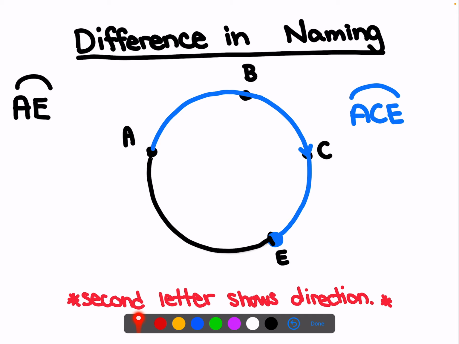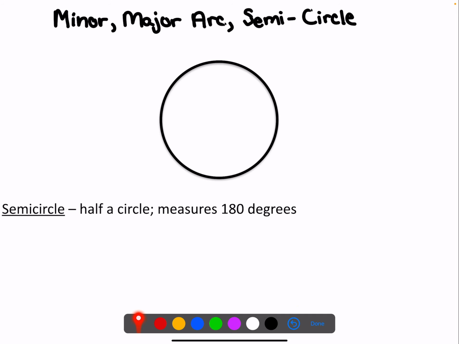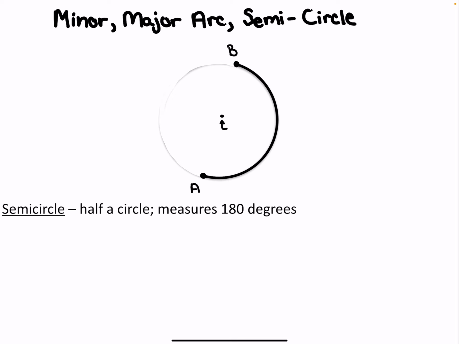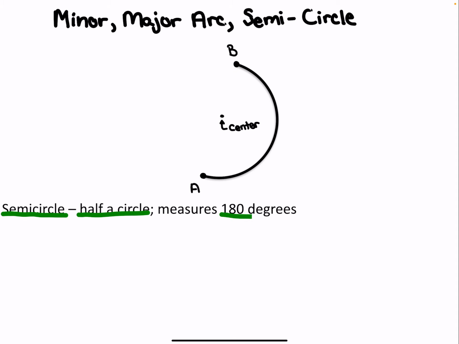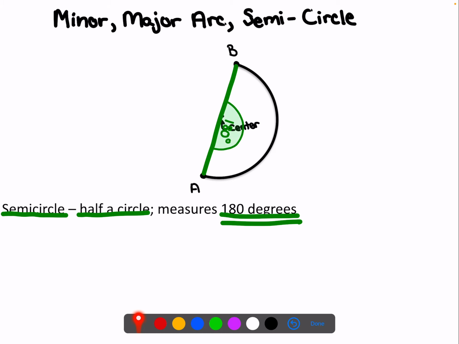All right, the last definition that we have for our arcs is a semicircle. A semicircle is just half a circle. It measures 180 degrees. So of course we have our center here, and we have segment AB that we can draw going through that center. It's half a circle. And since we have this line segment, AB, I know that's going to be equal to 180 degrees. Now further, anytime that we have a semicircle, that chord AB will always go through the center, which would make it a diameter. And that's something that always occurs whenever we're dealing with semicircles.